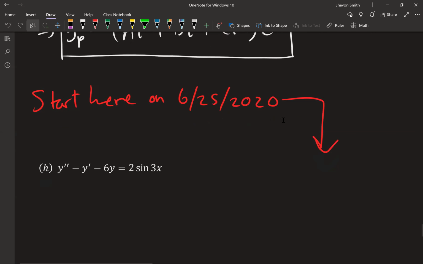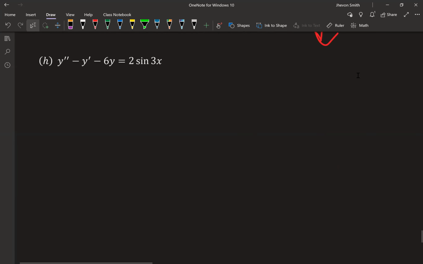All right, so let's actually jump into this. What is the first thing we do? Let's see who remembers. Find YH. How do I find YH? Characteristic equation. What is the characteristic equation for this guy?